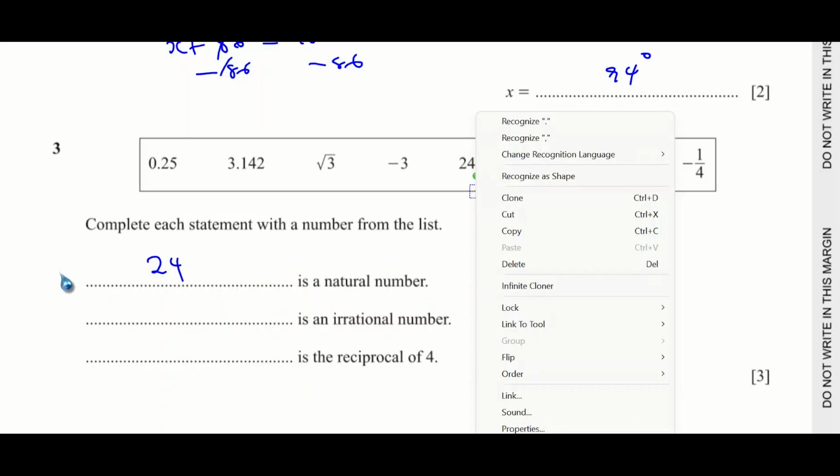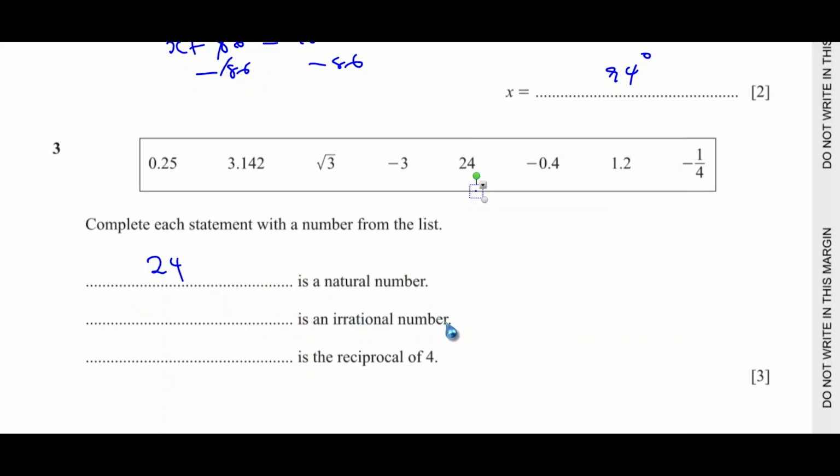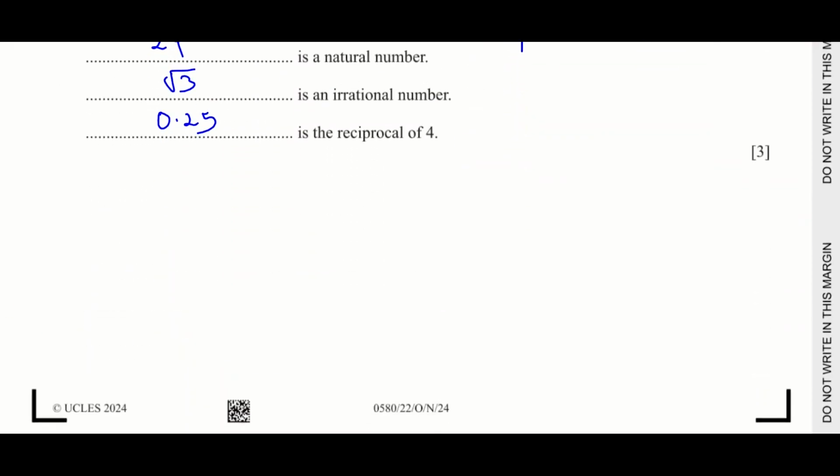Dash is an irrational number. Root 3 is an irrational number, so let's pick root 3. Then dash is the reciprocal of 4. The reciprocal of 4 will be 1 out of 4, which is the same as 0.25. So put 0.25 here. Let's go to the next question.